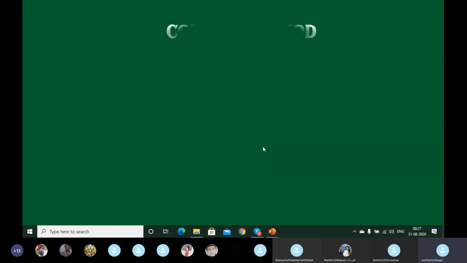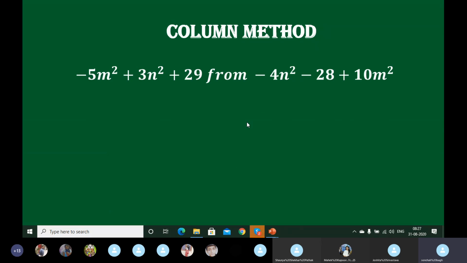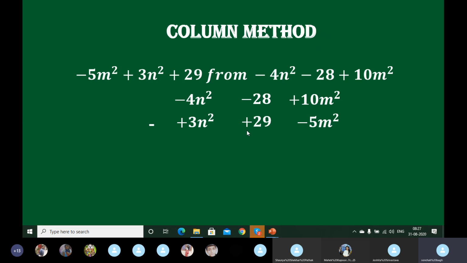Now, we will do the same question in the column method. We will first write the first line. Obviously, 4n square minus 28 plus 10m square will be the first line. The second line, because we have to rearrange the like terms: under 4n square, plus 3n square. Under minus 28, plus 29. Under 10m square, minus 5m square. And put a minus sign ahead of it.